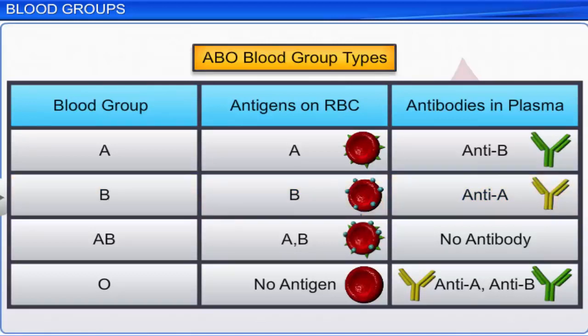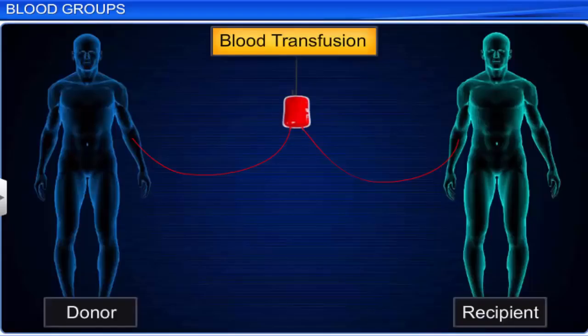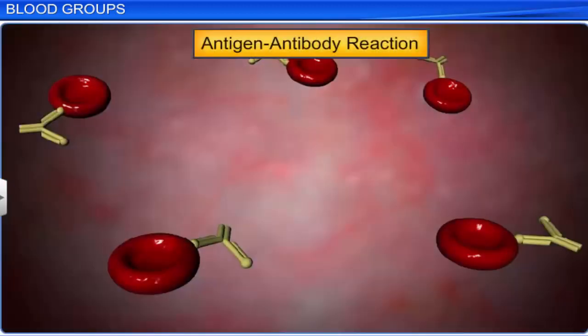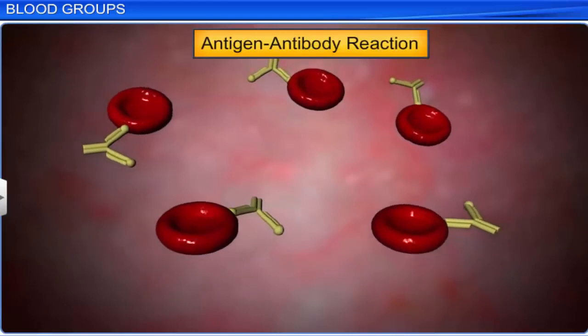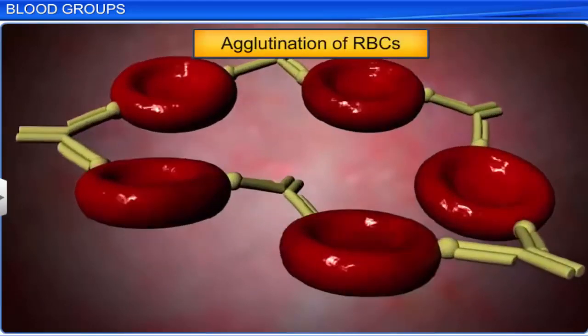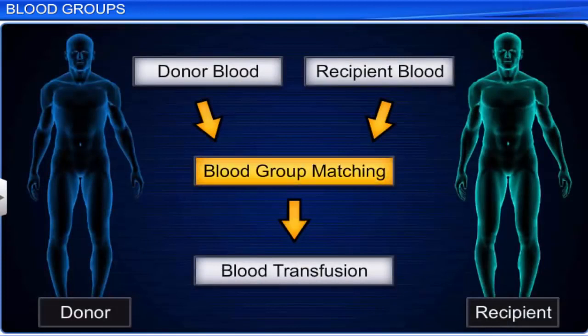On the other hand, individuals with AB blood group have both A and B antigens, and hence antibodies are absent in them. In the case of individuals with O blood group, antigens are absent, and hence both anti-A and anti-B antibodies are naturally present in them. These details are critical during blood transfusion between individuals, because specific antigens and antibodies present in the blood react and cause the clumping or agglutination of RBCs. Hence, blood group matching is carried out before blood transfusion.